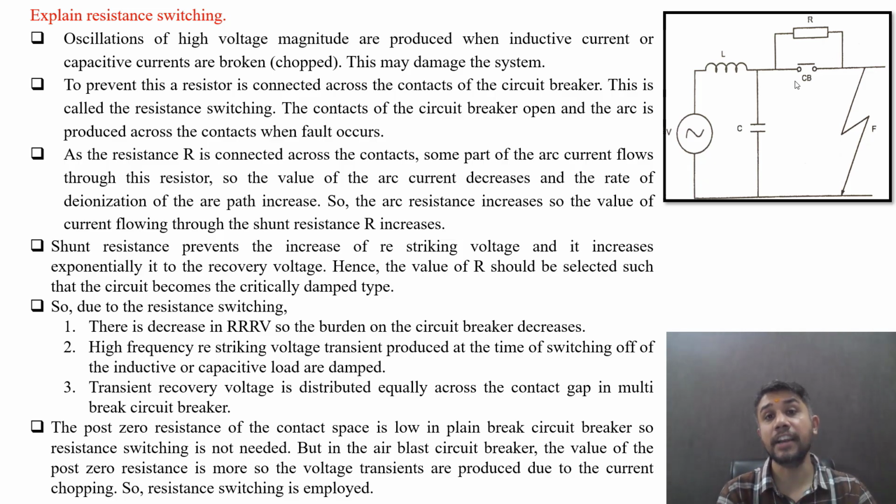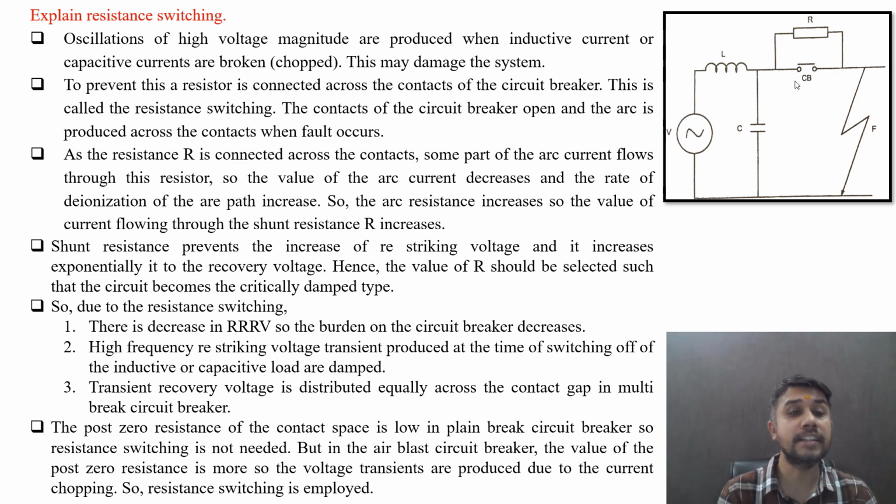The contacts of the circuit breaker open and the arc is produced across the contacts, that is, the moving contact is separating from the fixed contact when the fault occurs. So as the resistance R is connected across the contacts of the circuit breaker, some part of the arc current flows through that resistor. So the value of the arc current decreases and the rate of deionization of the path increases. So the arc resistance increases, and hence the value of current flowing through the shunt resistance R increases continuously.